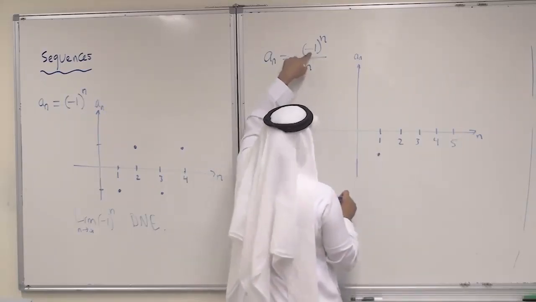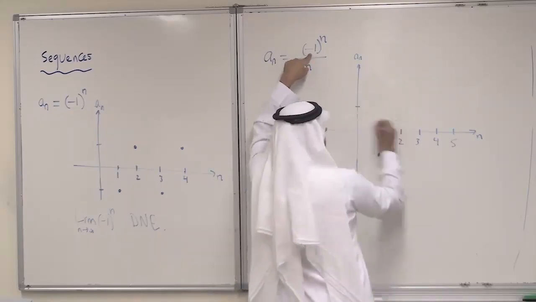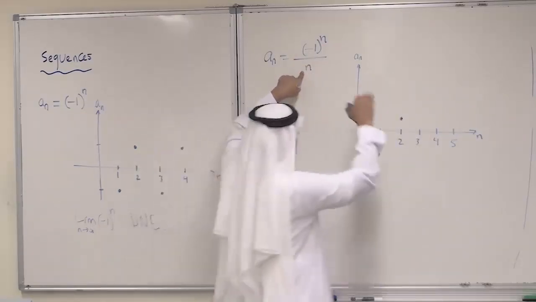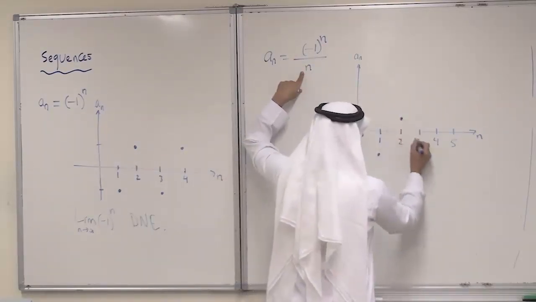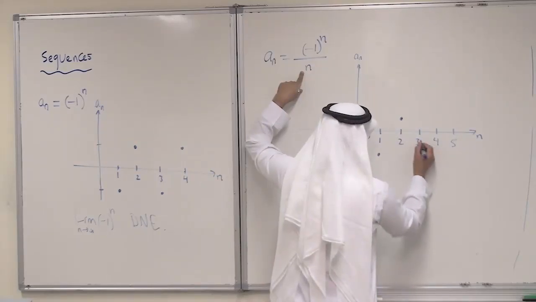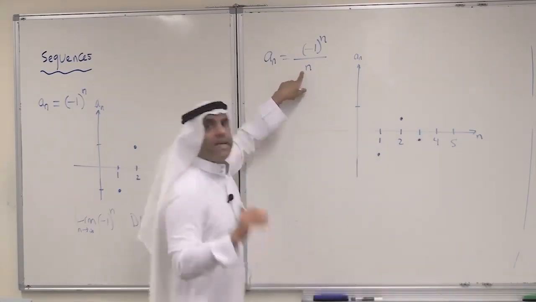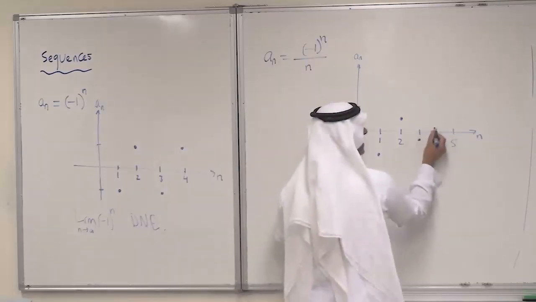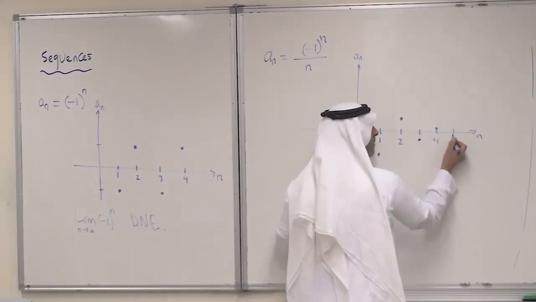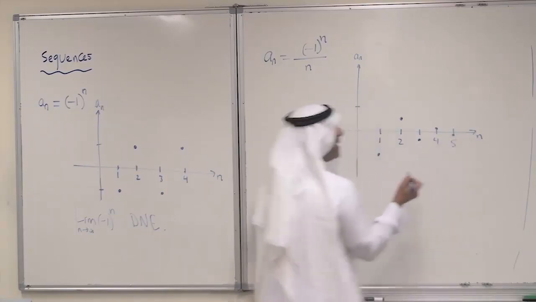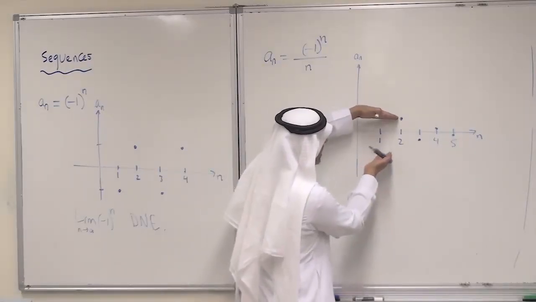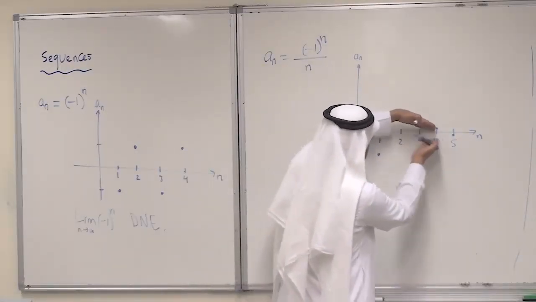At n equal to 2, this is positive, and if this is 1, it will be 1/2 somewhere here. At n equal to 3, this is negative, but it is less in magnitude than this. So if I erase this one, sorry for that, this will give you minus 1/3 somewhere here. If n equal to 4, this is positive, 1 over 4, so it's closer, somewhere here. N equal to 5 is also closer and closer, but negative. And what's happening to these points? We start at minus 1, then 1/2, then minus 1/3, then 1/4, then minus 1/5.